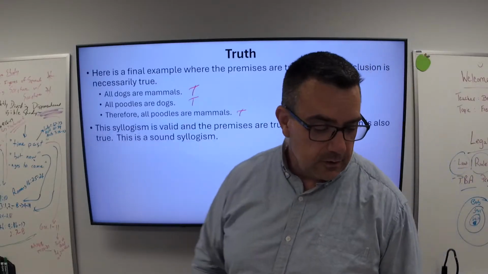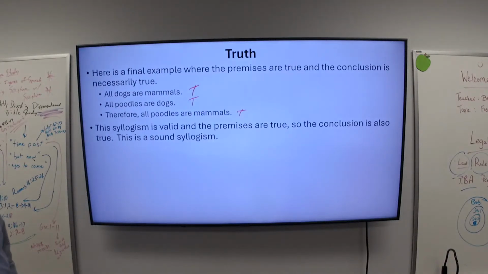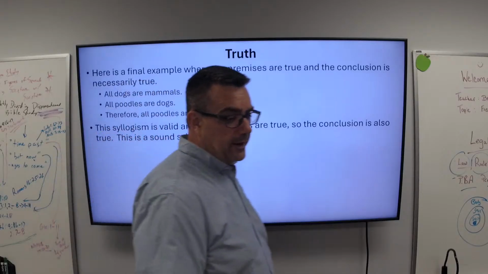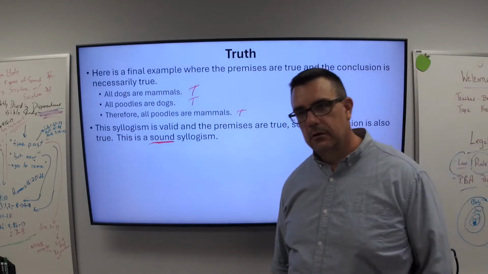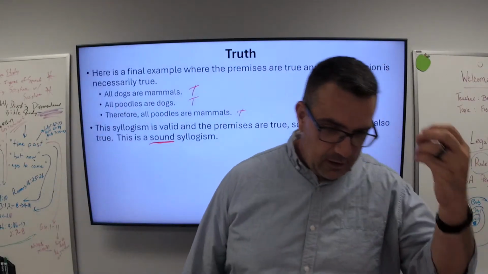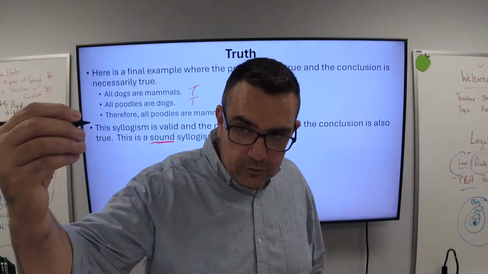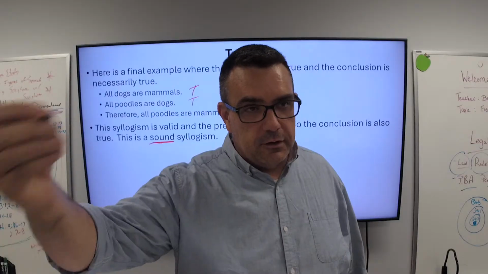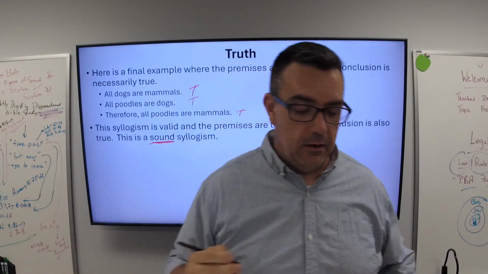This syllogism is valid, and the premises are true, so the conclusion is also true, so therefore we would say that this is what? Sound. Okay? It's sound. It meets the criteria of validity, structured properly, and it meets the criteria of truth, that the premises are true and the conclusion follows from them, so we would say therefore that it's what? Sound. All right?